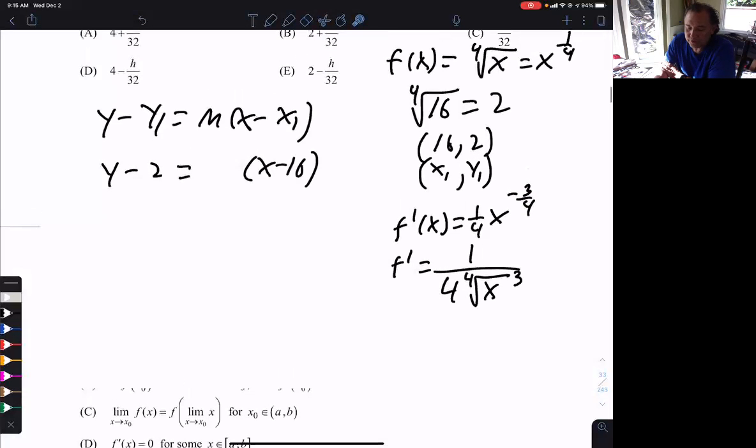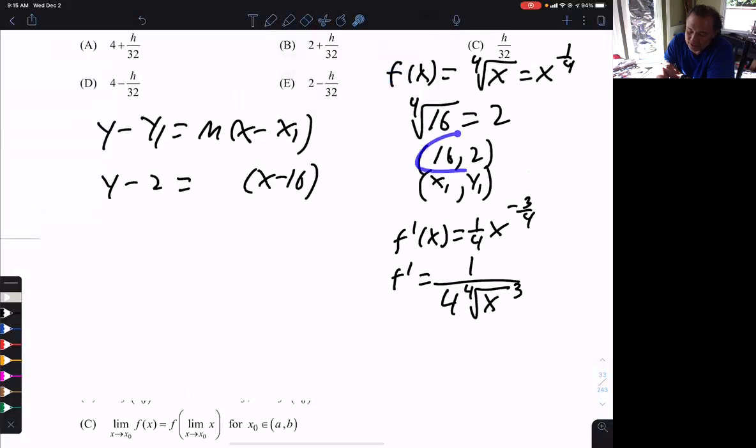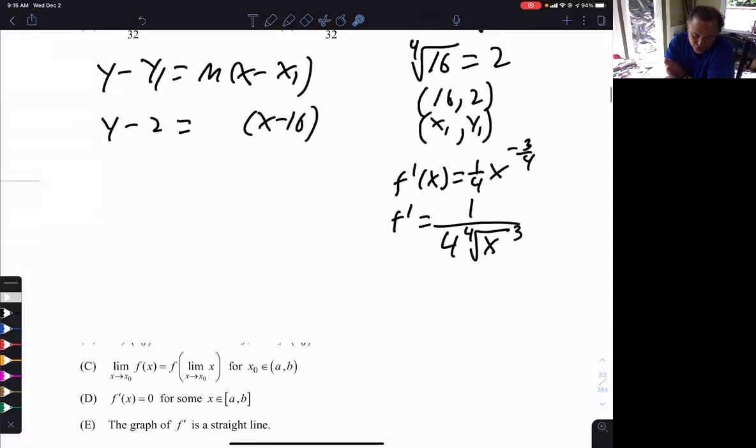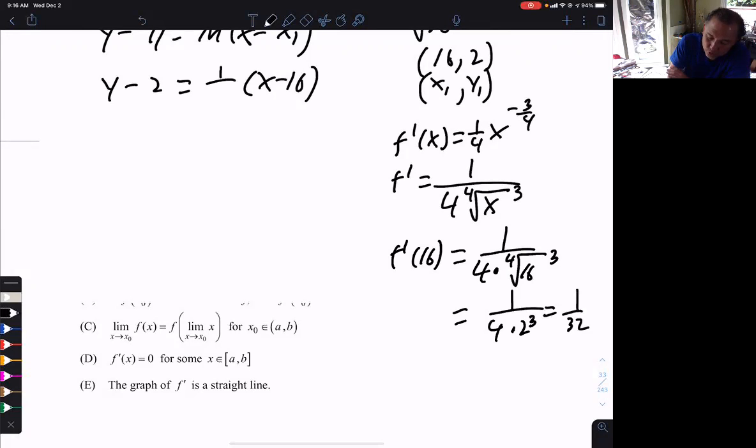Now, where do I want the slope? I want the slope at the point of tangency, at 16, 2. What do I plug in for x? 16, because that's the x. So I need f prime at 16, which is 1/4 times the fourth root of 16 cubed, which is 1/4. What's the fourth root of 16? We just said that's 2. So that's times 2 cubed, which is 1/32. So now we know our slope is 1/32.